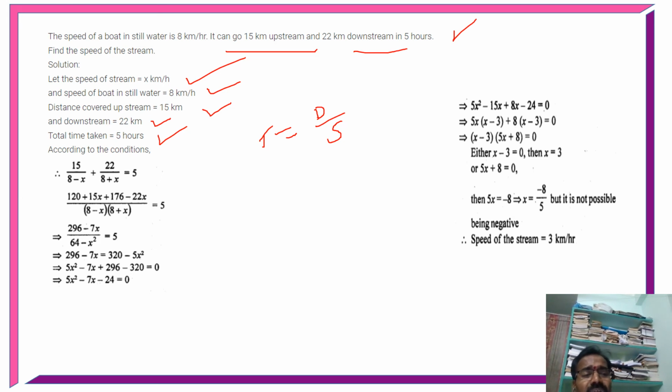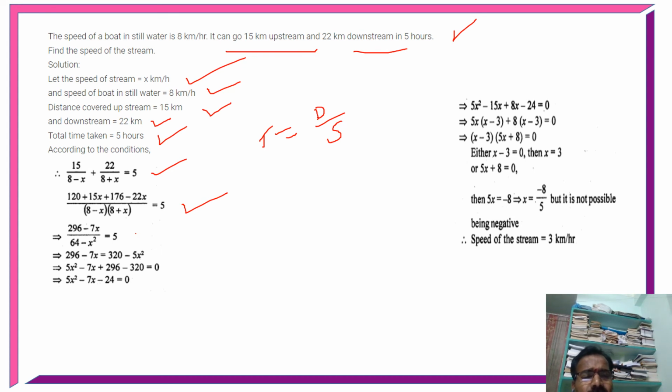But in upstream the speed will decrease, downstream the speed will increase. That is why 15 by 8 minus x, minus x because the speed will decrease upstream. While riding a bicycle upstream, your speed decreases because you are riding against the flow. Downstream your speed increases. The same concept applies to regular life. For example, both times together are 5 hours, and we do cross multiplication and simplification.